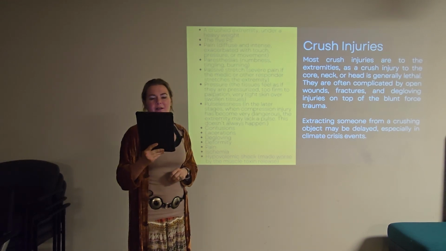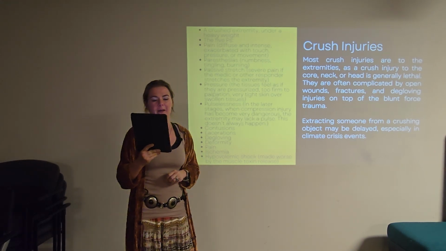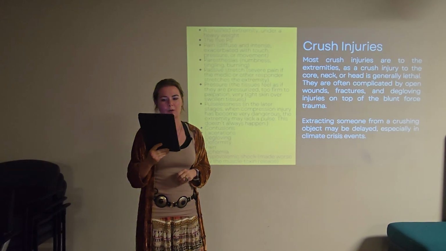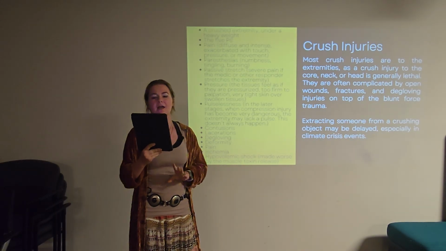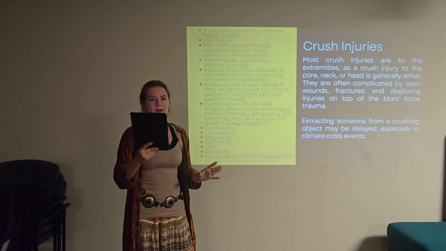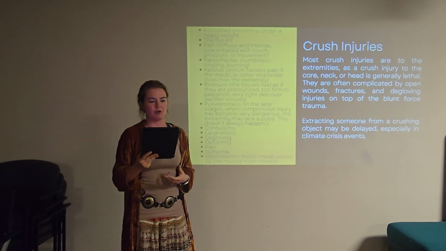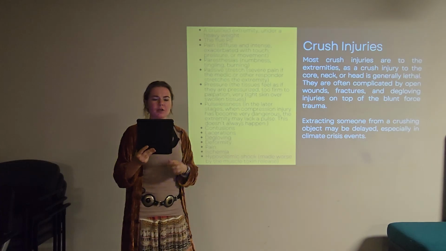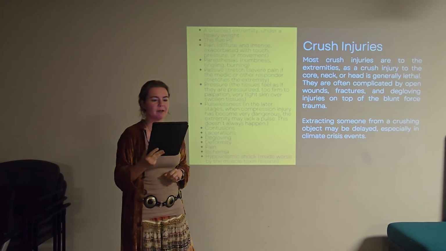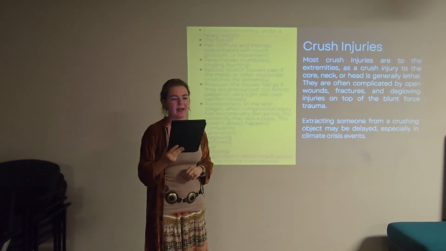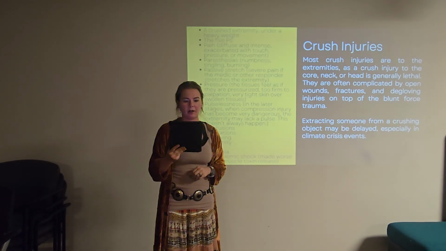Pulselessness. In the later stages, when compression injury has become very dangerous, the extremity may lack a pulse. This doesn't always happen. It doesn't necessarily determine severity. Don't assume because a limb has a pulse that it isn't a severe injury. Other signs include contusions, lacerations, degloving, deformity, pain, ischemia, and hypovolemic or hemorrhagic shock.